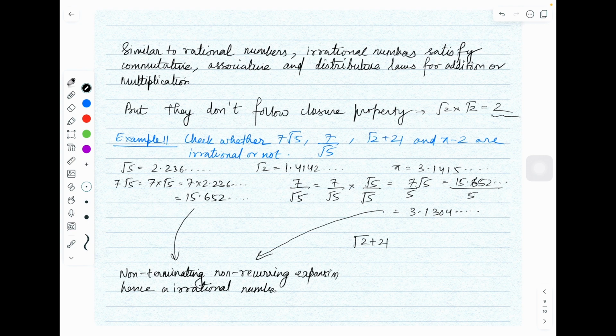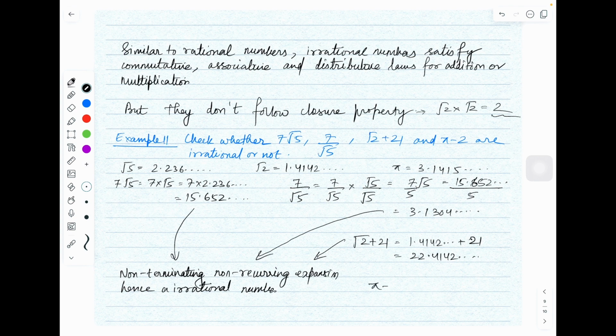Root 2 plus 21. Root 2 value is how much? 1.4142 and so on. Plus 21, if you do, you are getting 22.4142 and so on. So this is also a non-terminating, non-recurring expansion.